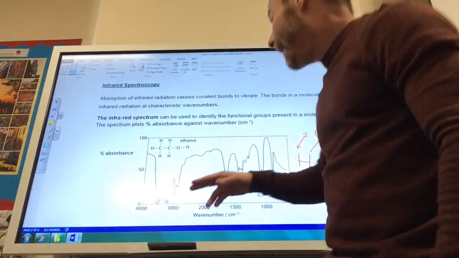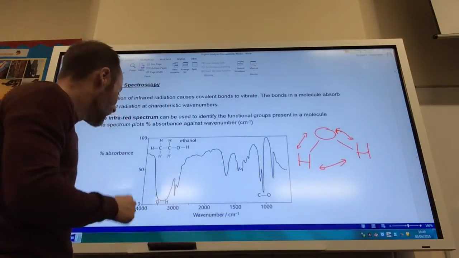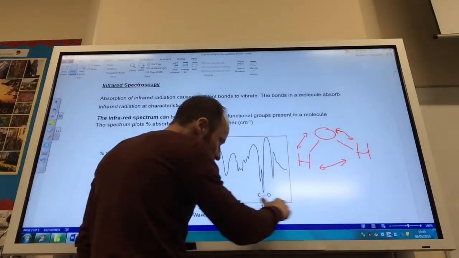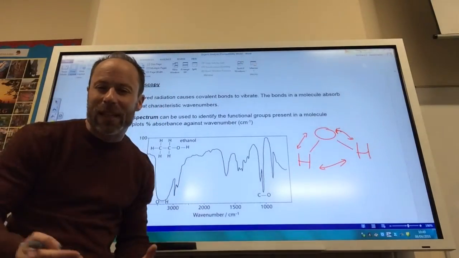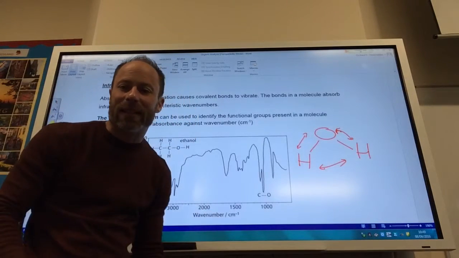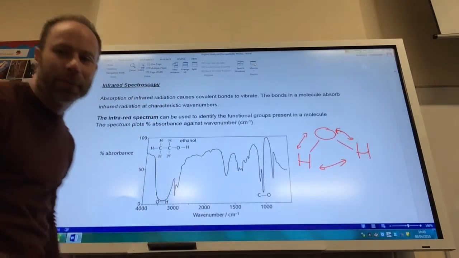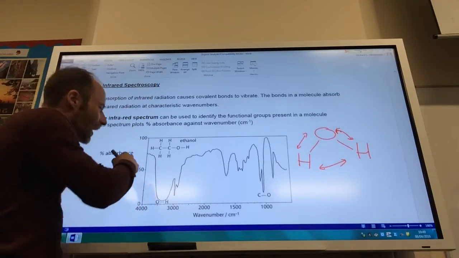So what I do is I get my molecule, and this is ethanol here, and I go through all the different frequencies of infrared radiation. To make it easier, I use a different frequency scale. I call it a wave number, and it's in centimeters to the minus one. Don't worry too much about that. It's just a different way of measuring frequency. It gives us nice numbers. Okay, and this is what I would see.